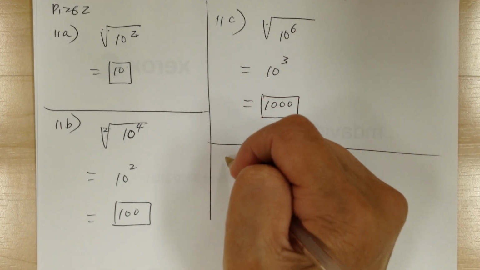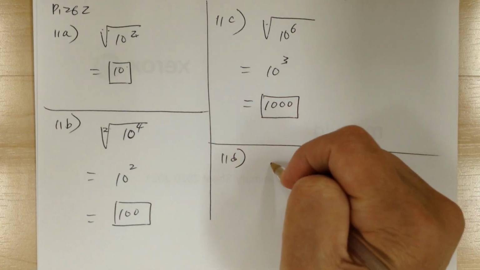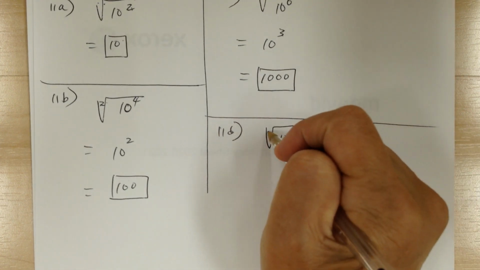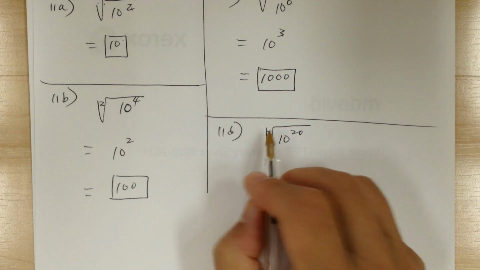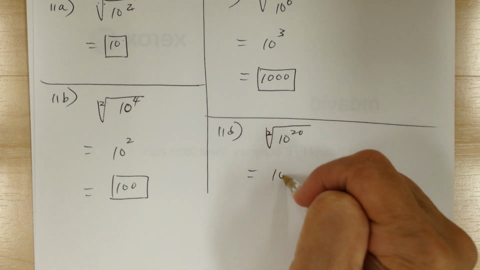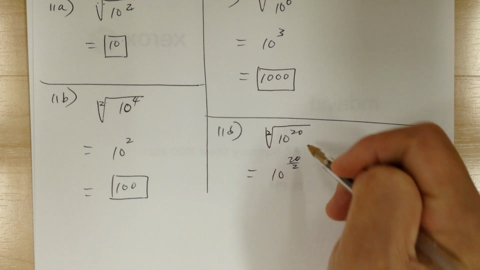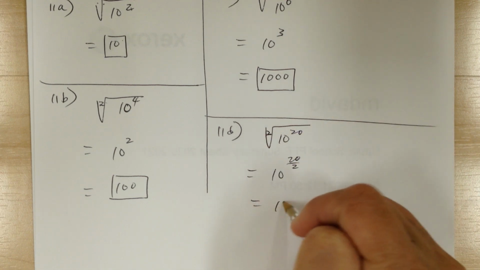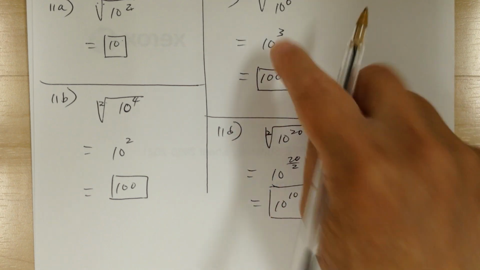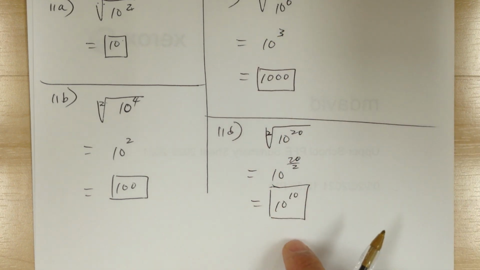Okay, so let's go to 11D. You got square root of 10 to the 20. Again, that's an invisible 2 right over here. When you don't see a number, it means it's a 2. So remember, they are opposite of each other. So this is equal to 10 to the 20 over 2, right? 20 over 2. So this is equal to 10 to the 10. Now, when the number is really big, you can just leave it like that. If the number is small, you can multiply out.